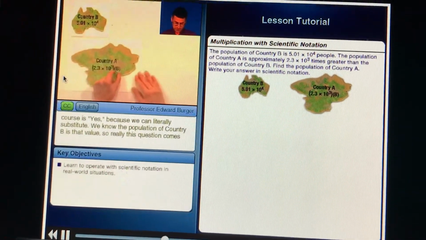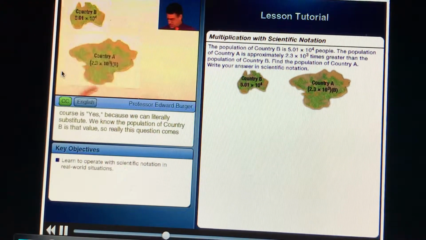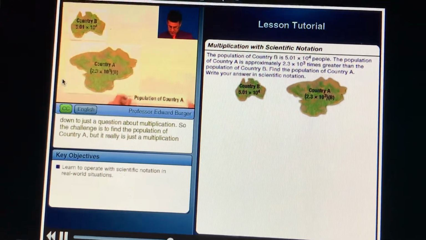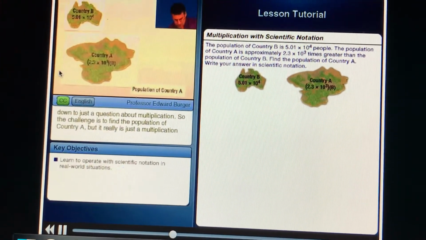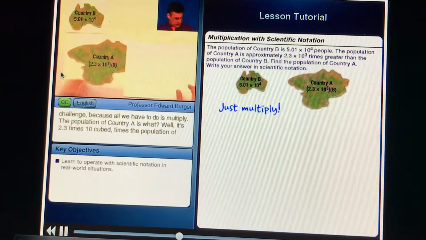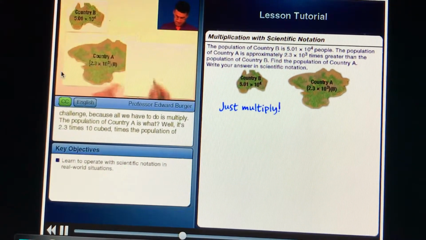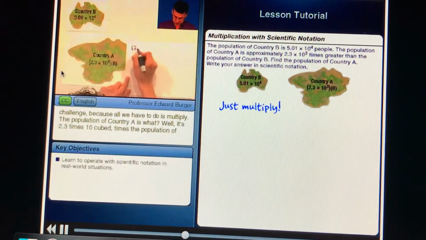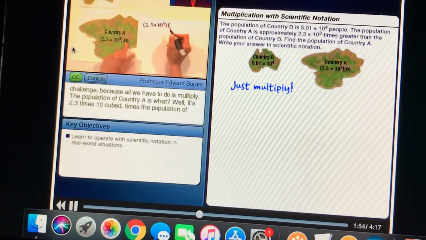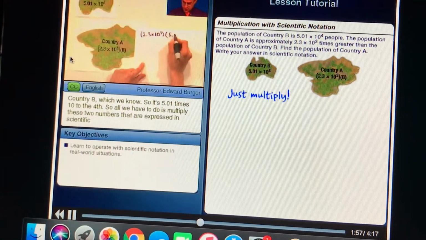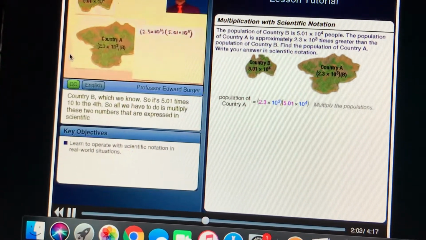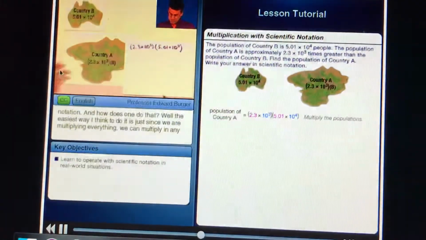We know the population of country B is that value. So really this question comes down to just a question about multiplication. The challenge is to find the population of country A, but it really is just a multiplication challenge, because all we have to do is multiply. The population of country A is what? Well, it's 2.3 times 10 cubed times the population of country B, which we know. So it's 5.01 times 10 to the fourth. So all we have to do is multiply these two numbers that are expressed in scientific notation. And how does one do that?